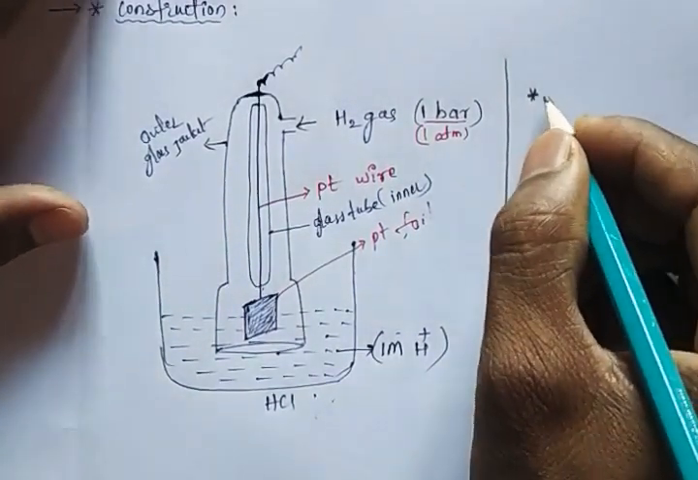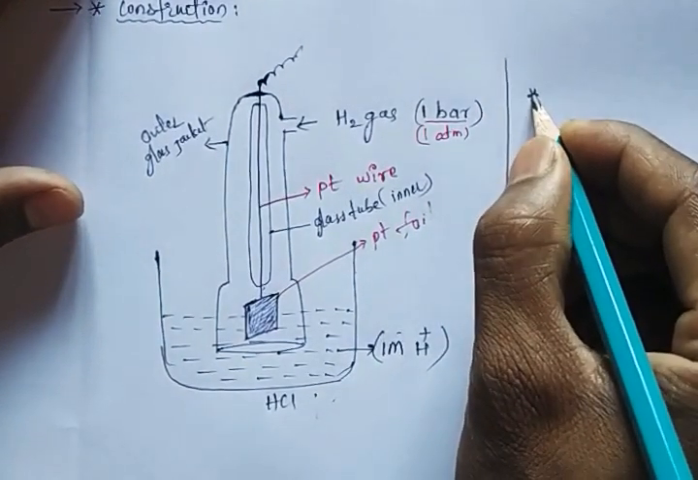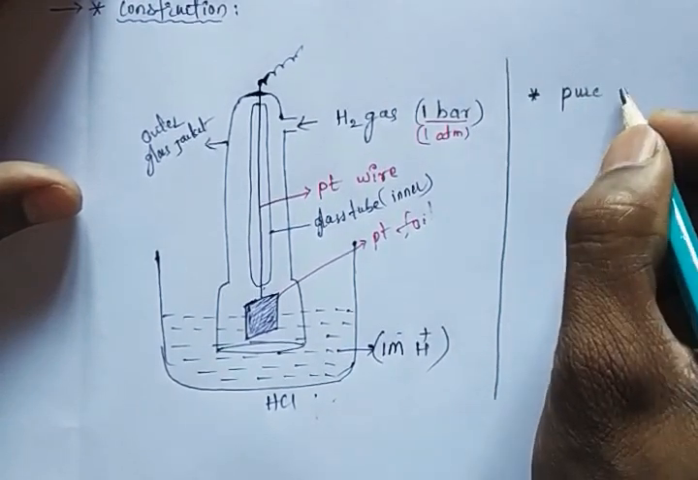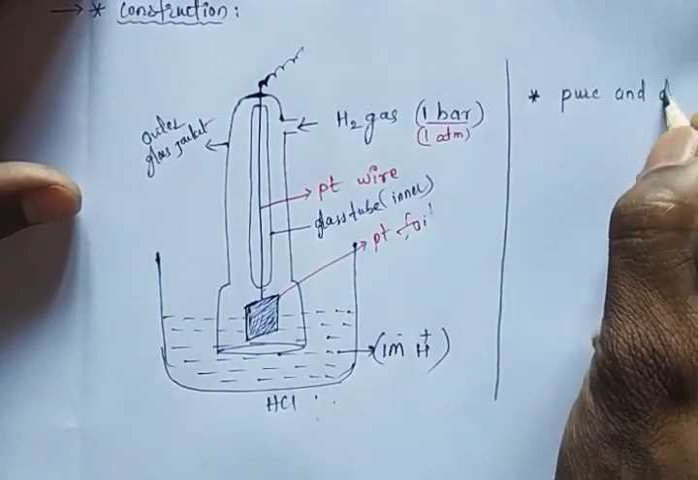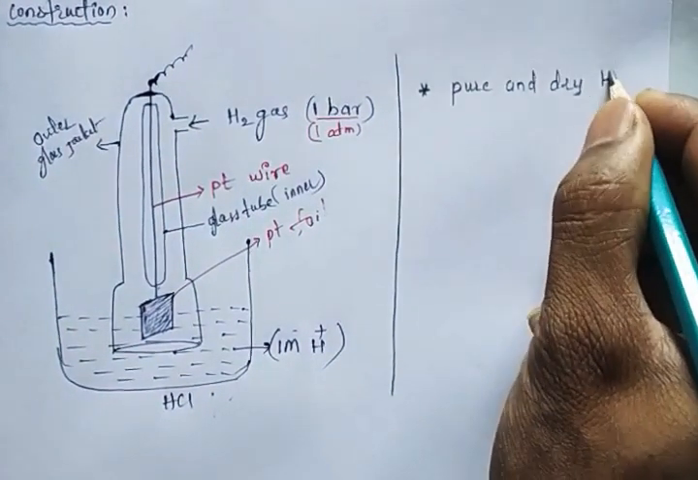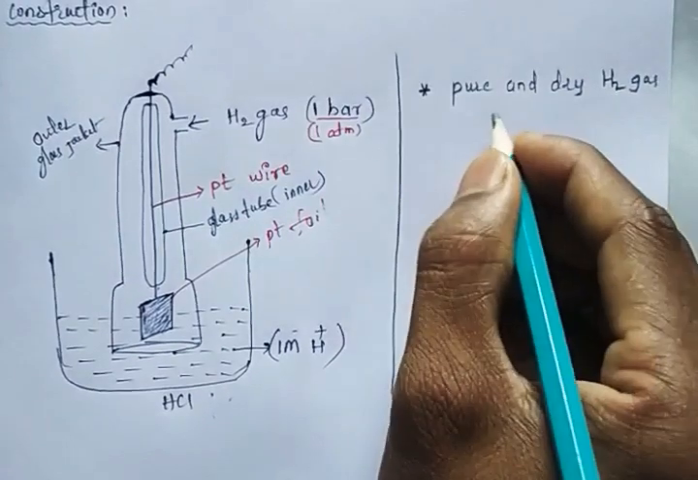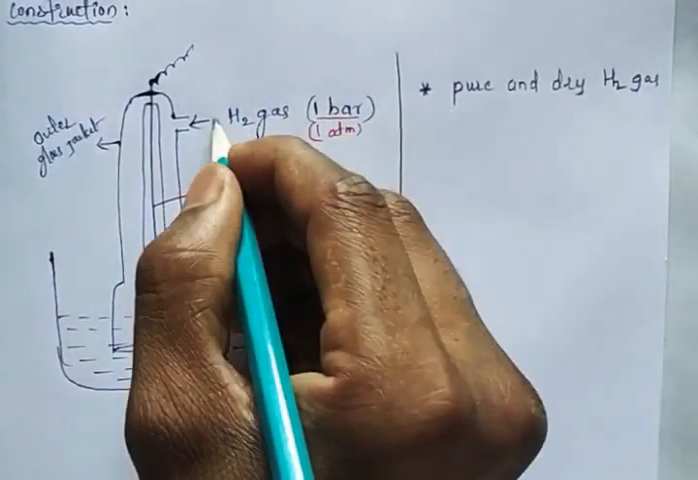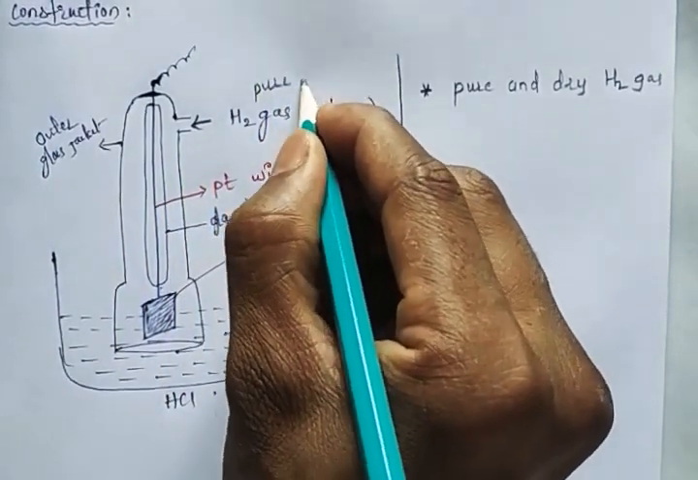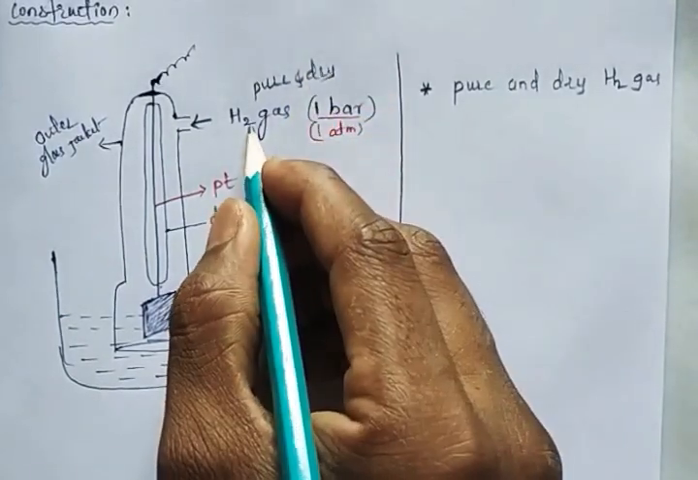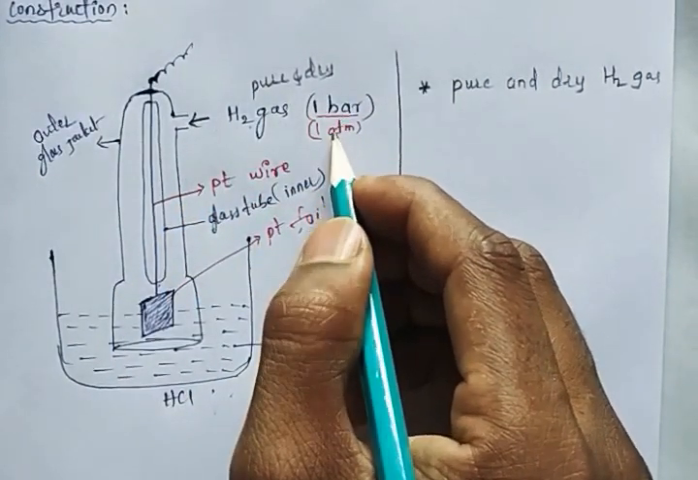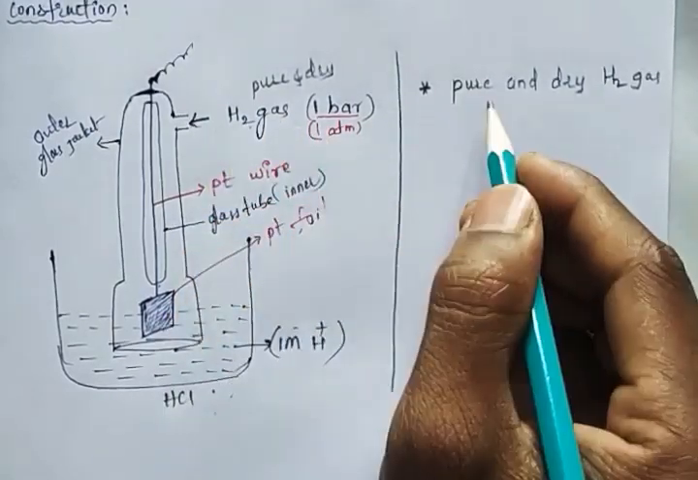How does it work? The first condition is that the hydrogen gas we are passing from the top must be pure and dry. यहाँ पर जो हाइड्रोजन गैस पास कर रहे हैं, this must be pure and dry hydrogen gas, passed continuously while maintaining 1 bar or 1 atmospheric pressure. This is the first condition.